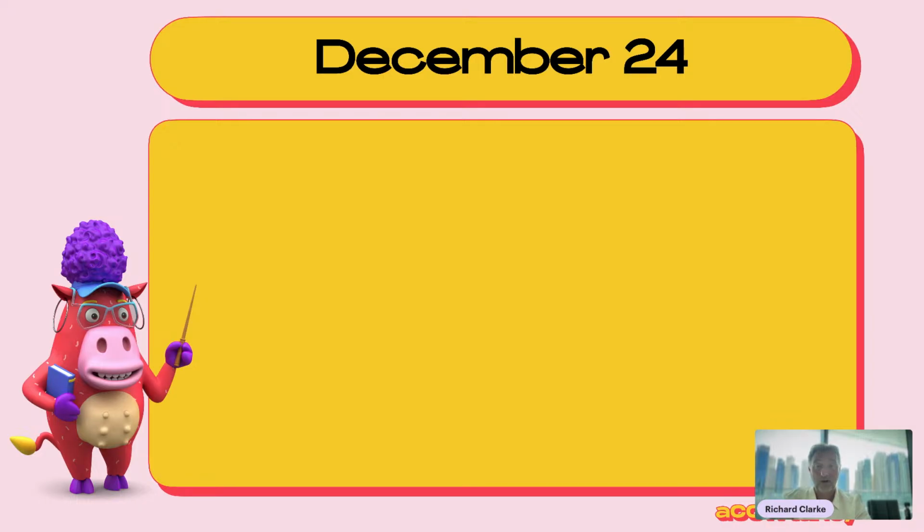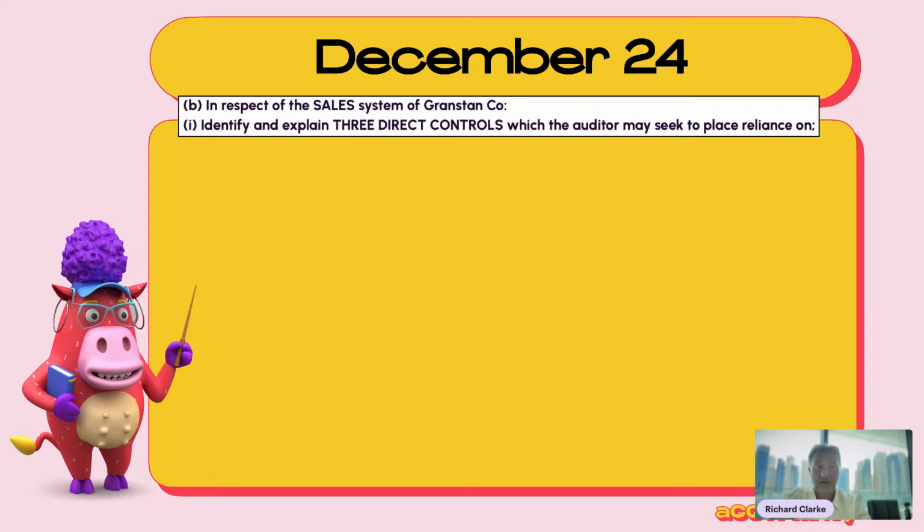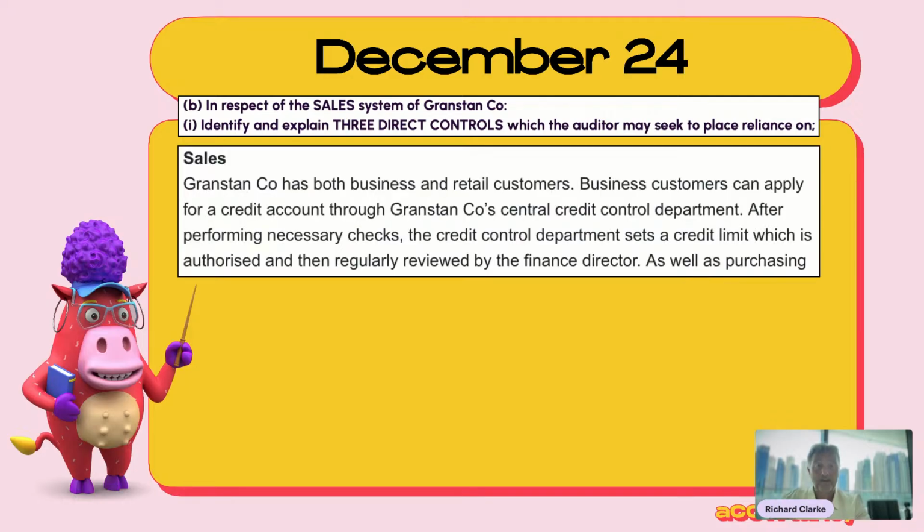December 24, are you all strapped in and ready? So, the question said, identify and explain 3 direct controls. Now, first off, there were more than 3 direct controls in the question. That always happens. But as soon as you've got your 3 done, stop there. Don't do 4. Pointless. Even though there would potentially be 4. 3 direct controls. Now, this says identify and explain. We're just looking at the identification at the moment.